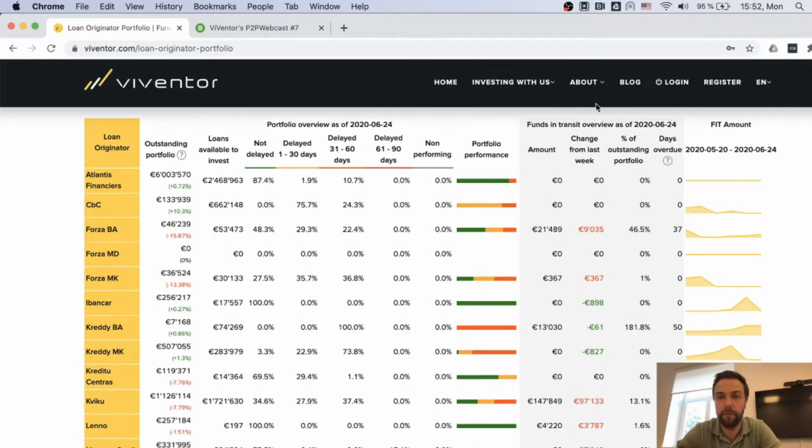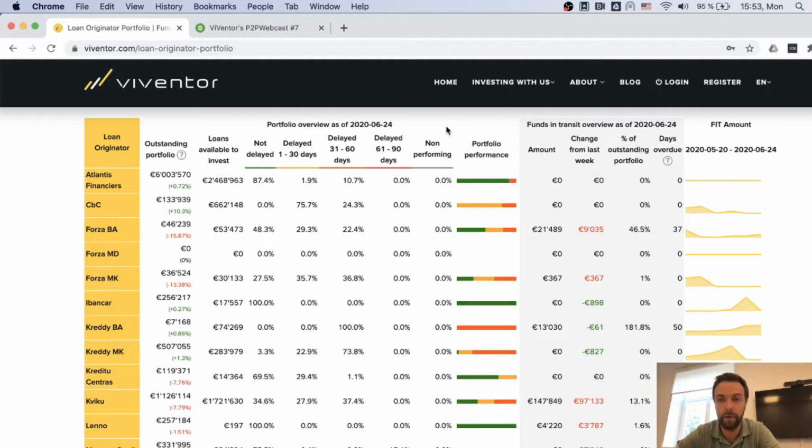Now comes the funds in transit part of the table, where we show how much funds are actually in transit right now, meaning how much money we are now expecting from this loan originator. Here, some loan originators don't have any funds in transit. That is because either they paid up all of their funds in transit before, or they collected more investments than they had to make repayments. In that case, they also don't have to pay any funds in transit for us and our investors.